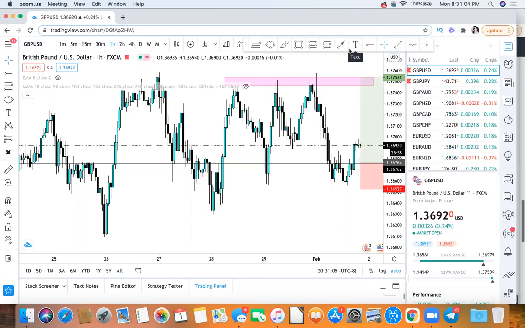And today, as you guys can see, I'll be looking to get in for a long position on GBP/USD and shorting GJ. So those are the two major pairs that I'll be looking at for tonight's London session.